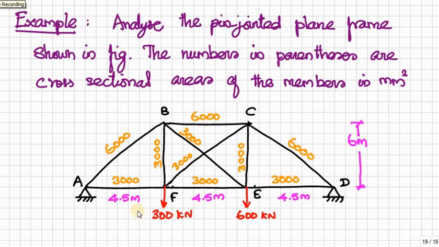Supports A and D are hinges, and one 300 kN point load is acting at joint F and 600 kN is acting at joint E. This is a 4.5 meter span for each panel, and the overall height is 6 meters.